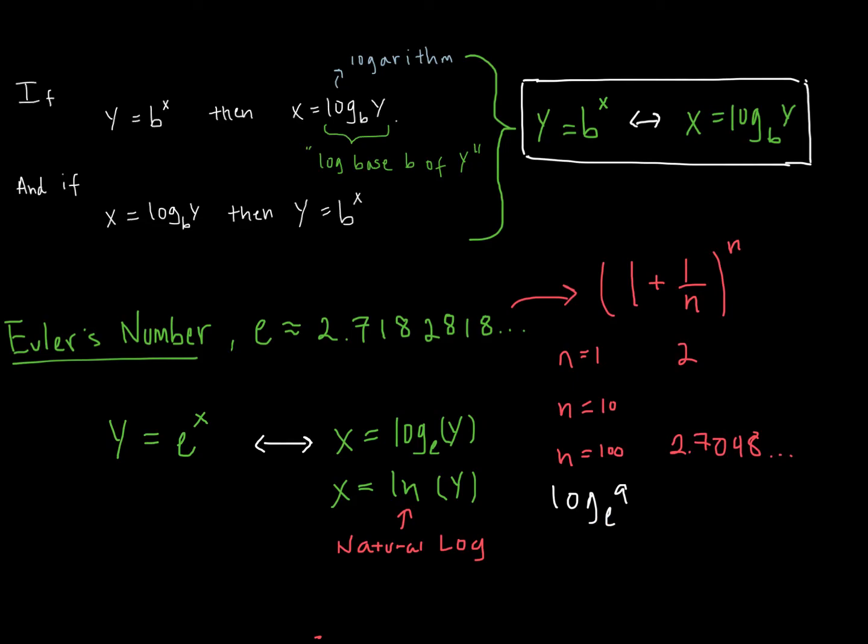But e is a little less than 3, so you're going to have to raise it to a power a little more than 2. And so if you were to go and calculate this, and the way that you could do that is type in ln of 9 into either your calculator or use Wolfram Alpha, you should get a number that is a little greater than 2. And sure enough, you'll get 2.2 approximately.